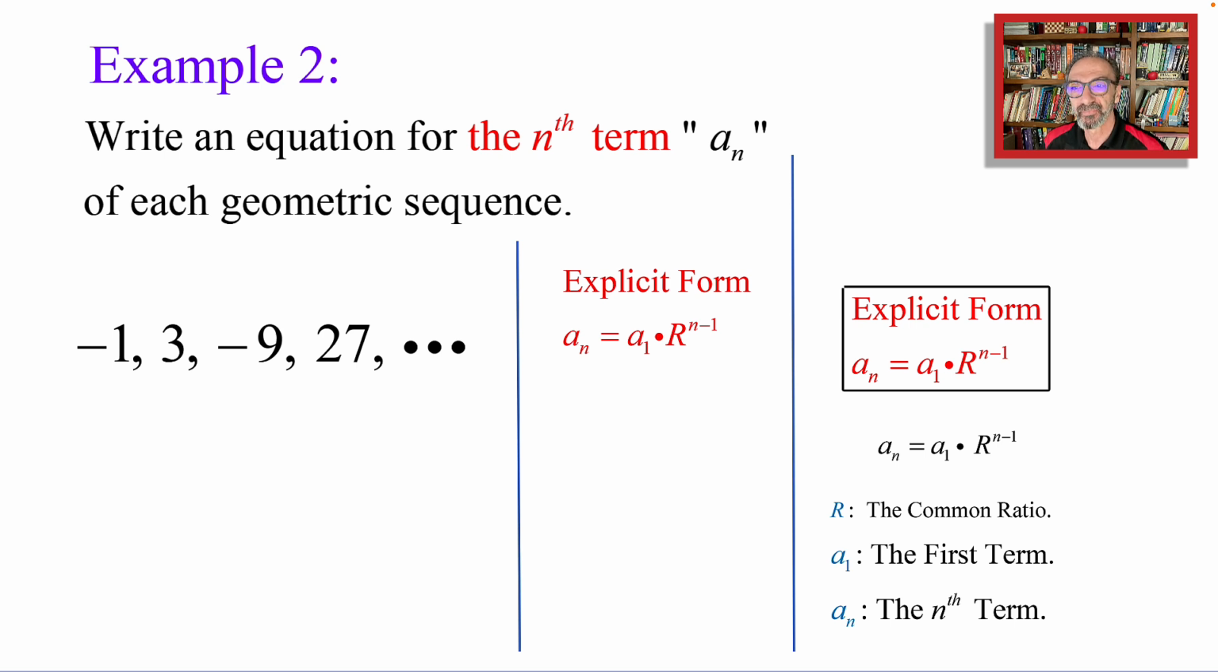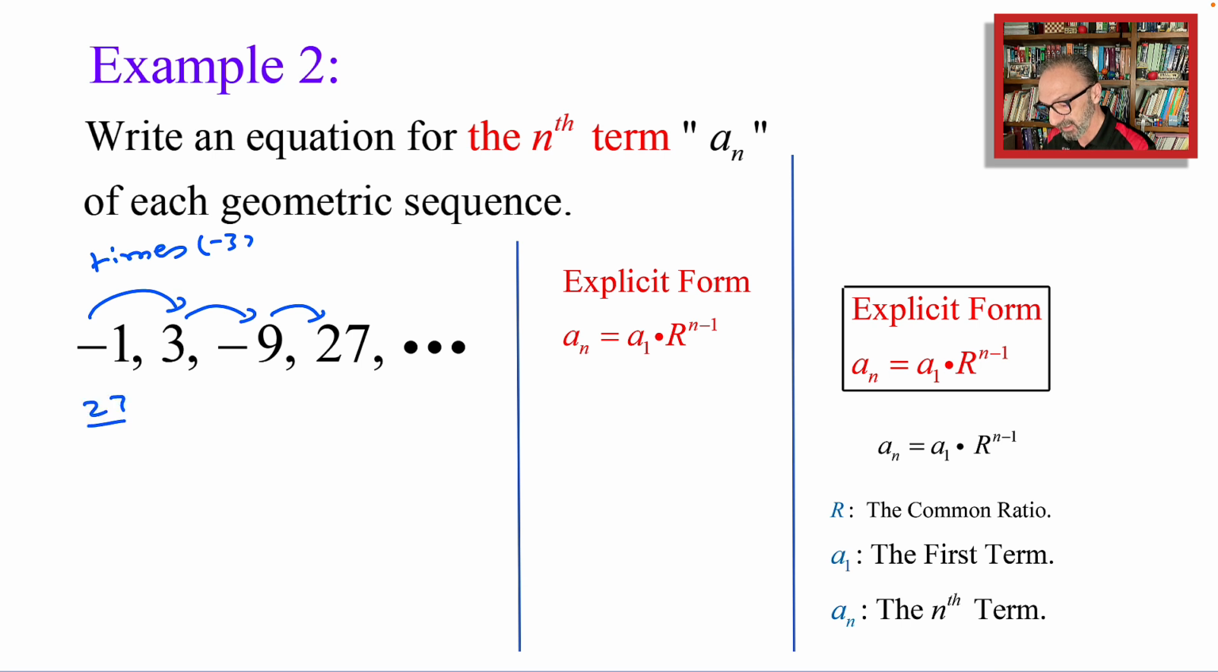Example number 2. Write an equation for the nth term a sub n of -1, 3, -9, 27, and so on. Now clearly we have a sub 1 is -1, but going forward, if you could see it, that is the common ratio. I believe we could see it that it's times -3. -1 times -3 is 3, and so on. Or you could do it backwards.